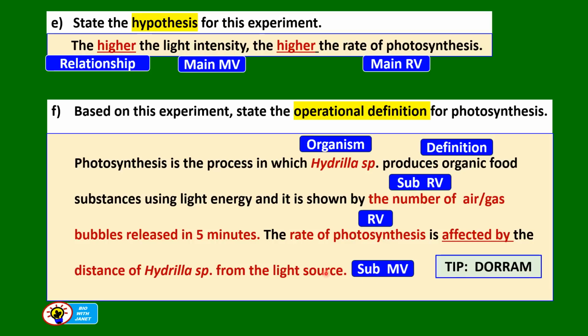M is for manipulated variable. The distance of Hydrilla species from the light source, the sub-MV. Or the rate of photosynthesis is affected by the light intensity. Here I put the sub-MV, the distance of Hydrilla species from the light source. Okay, so with that you should be able to get the full marks. Make sure you state the organism, the actual definition, but then you have to incorporate the sub-RV and the sub-MV inside. So the rate of photosynthesis is affected by, you must mention that's the A, affected by, RV affected by MV.